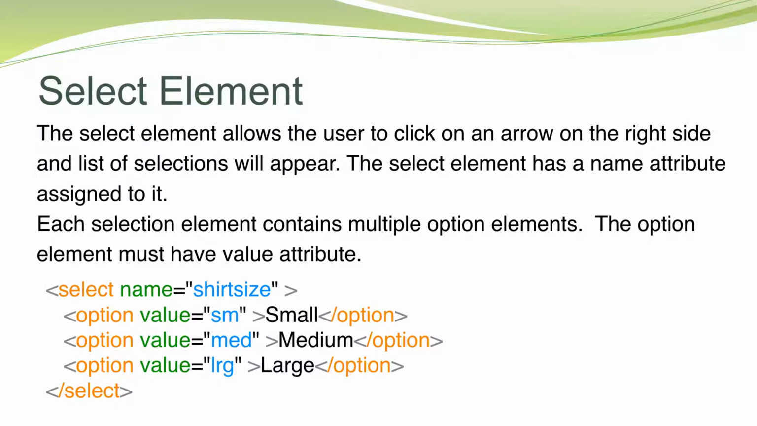The select box allows a user to click on an arrow on the right side and a list of selections will appear. Each selection is an option element which must have a value attribute. In the example shown, the select element contains multiple option elements. The select element has a name attribute assigned to it. It does not have a type attribute because its type is the name of the element, select. In this example, the select box name is shirt size, while the option element value is the size of the shirt selected. The option value does not have to match the text within the opening and closing elements, but it should be representative of it.